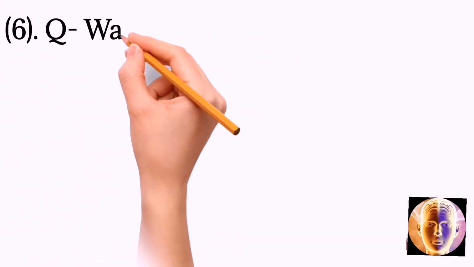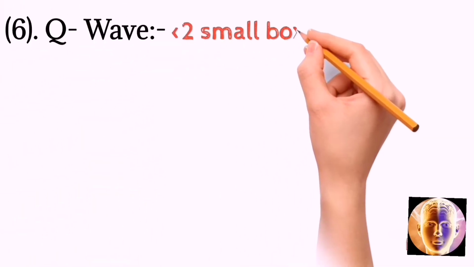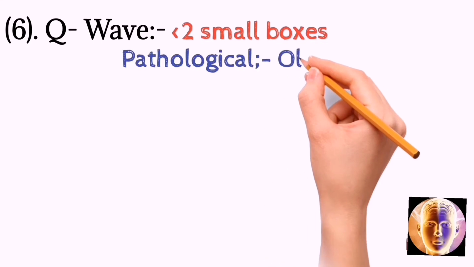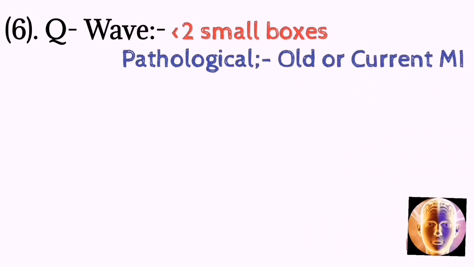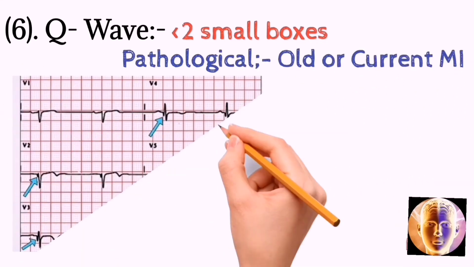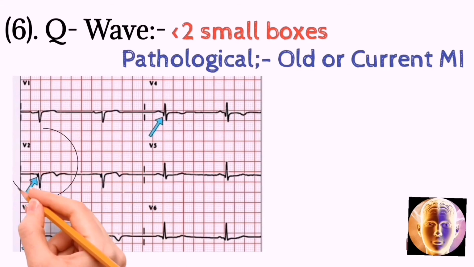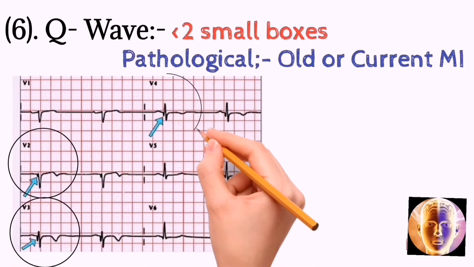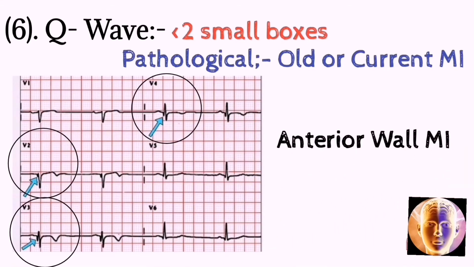Step 6 is Q wave. Normally, Q wave is less than 2 small boxes. When greater than 2 small boxes, it is always pathological and shows old or current MI. For example, in this ECG strip, Q wave in lead V2, V3, V4 is pathological and shows anterior wall MI.